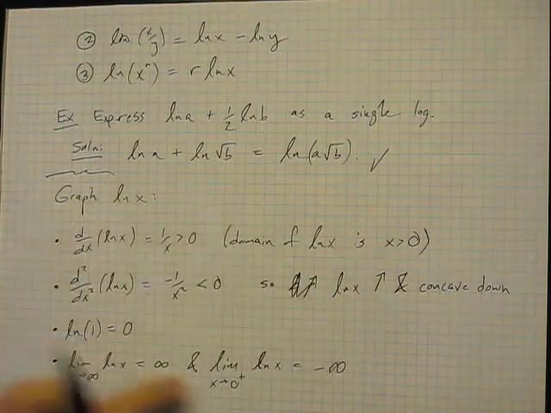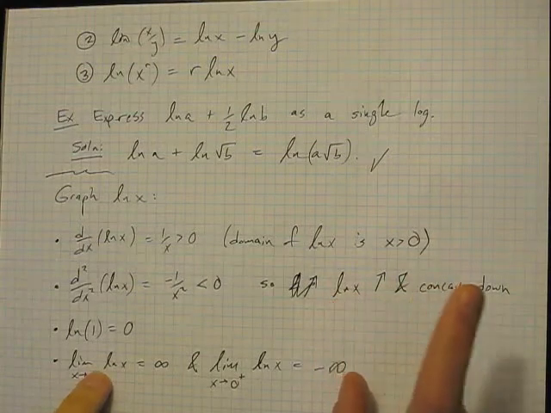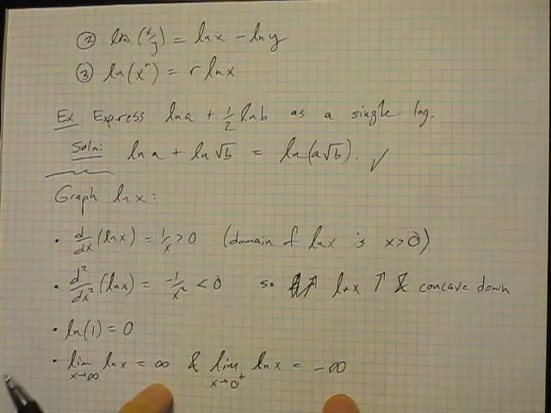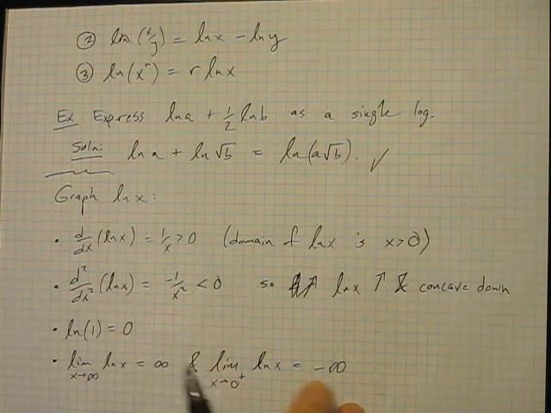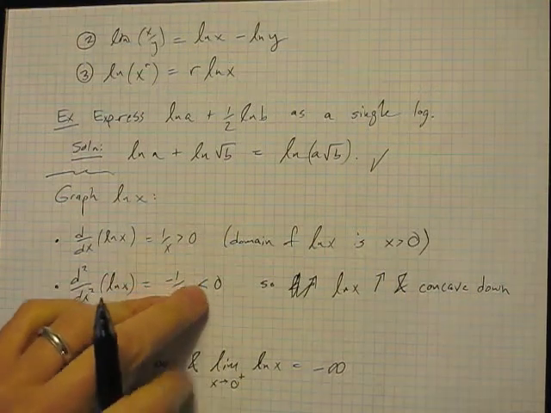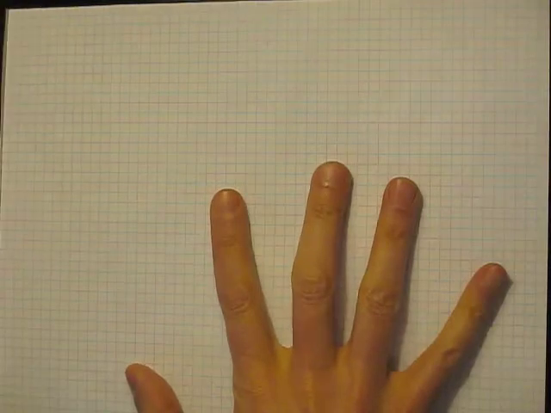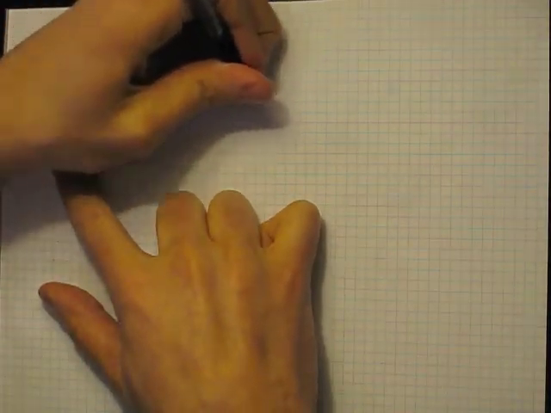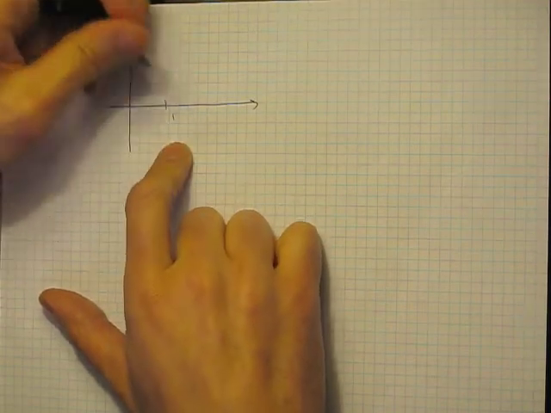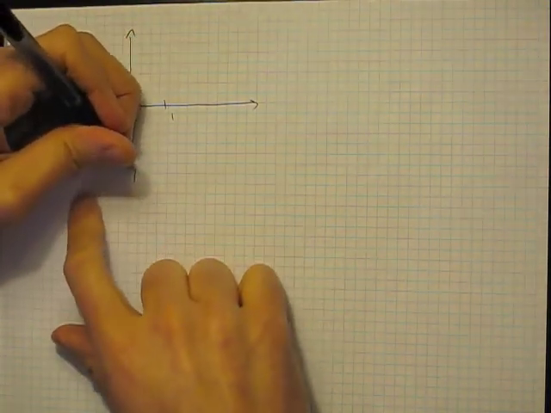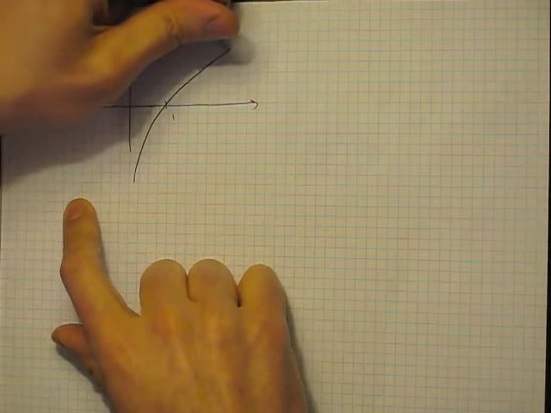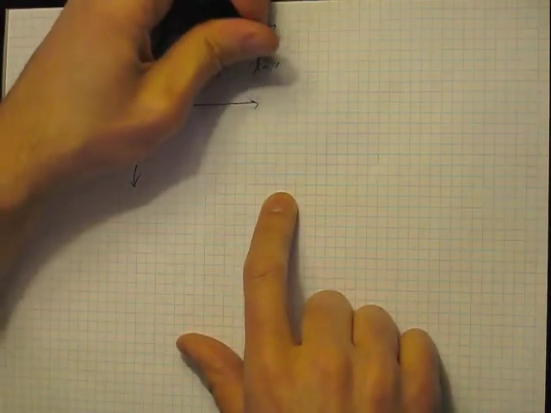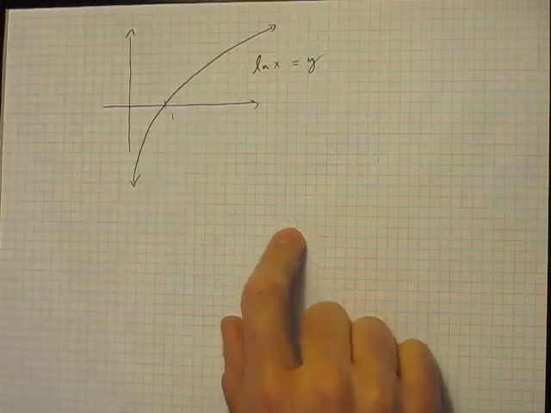So we're going to combine all of these. It's an increasing function, it's concave down, it passes through the point (1, 0), and it has these limits. It goes to infinity as x goes to infinity, and it goes to minus infinity as x goes to 0 from the right-hand side. If we graph a function that looks like that, it looks like so. There's 1, here's minus infinity. It's increasing, it's concave down, and it passes through that point. So this is the graph y equals log of x.